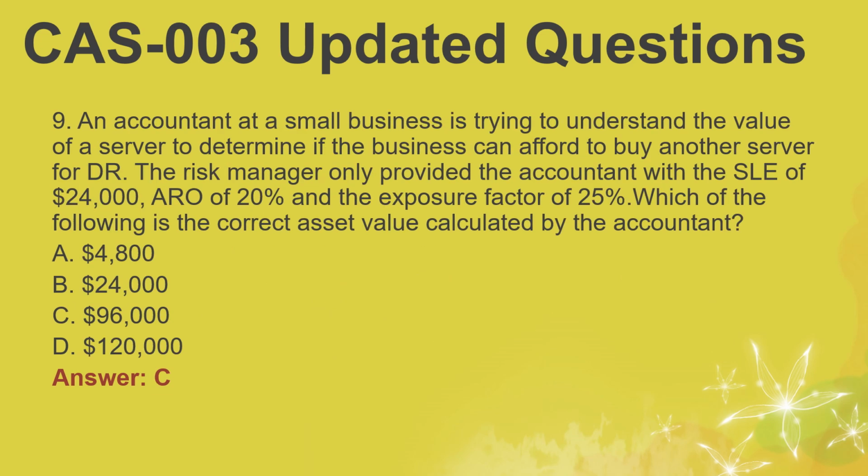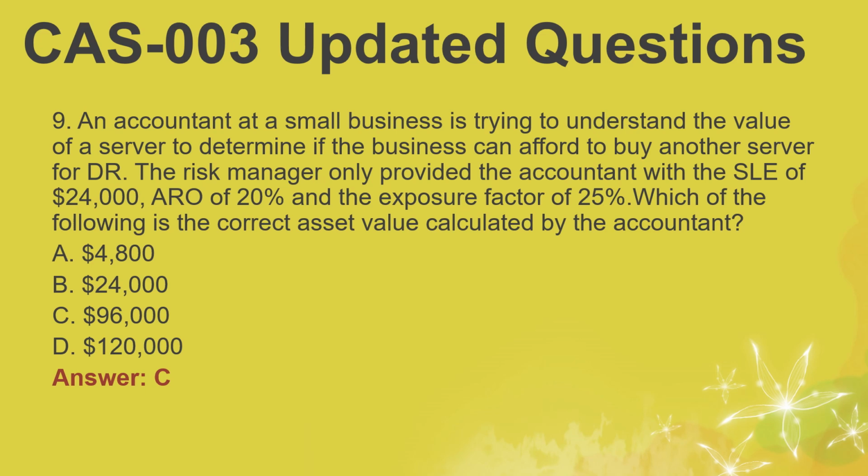Answer, D. 9. An accountant at a small business is trying to understand the value of a server to determine if the business can afford to buy another server for DR. The risk manager only provided the accountant with the SLE of $24,000, ARO of 20% and the exposure factor of 25%. Which of the following is the correct asset value calculated by the accountant? A. $4,800. B. $24,000. C. $96,000. D. $120,000.